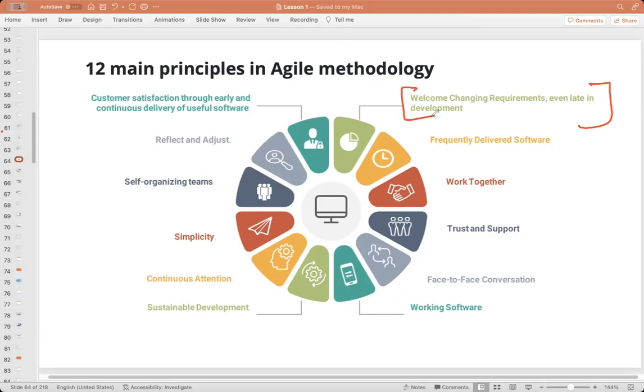Welcome change requirements even late in development. People who attended the session yesterday, I told you, right? Welcoming changes is the beauty of Agile, because however last minute it is, we have the ability to accommodate new changes. Is that clear? But in predictive, we have to wait for the scope to get frozen. Then only we can think about any changes.